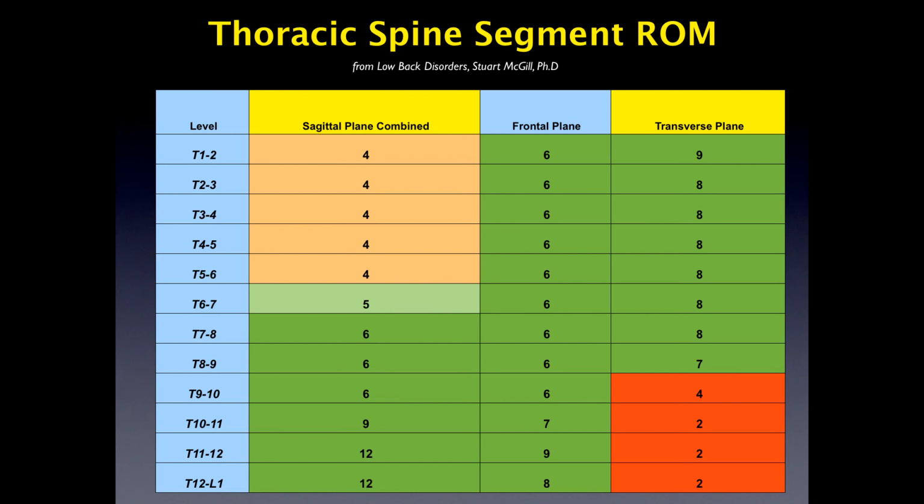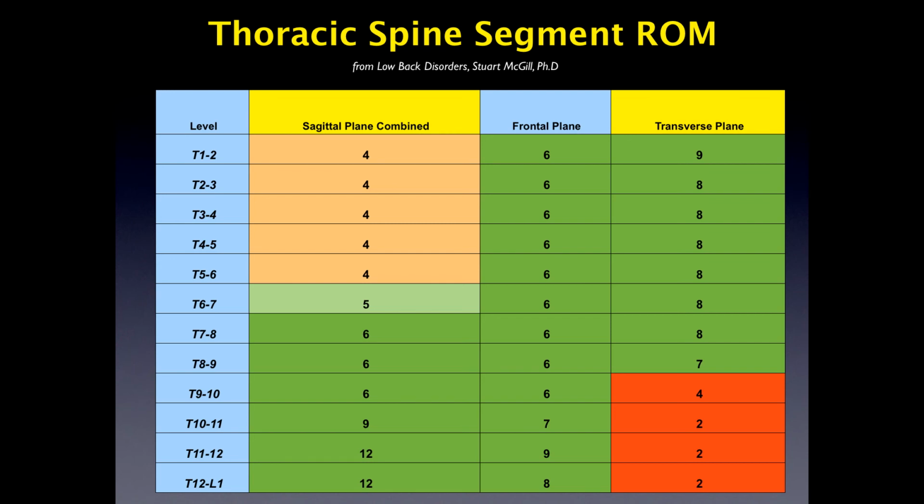In the frontal plane, there is 54 degrees of lateral flexion from T1 through T10. From T11 through L1, there is 24 degrees of combined lateral flexion, totaling 80 degrees of frontal plane motion in the thoracic spine. This is critical to maintain, as frontal plane action is necessary for transverse plane motion.